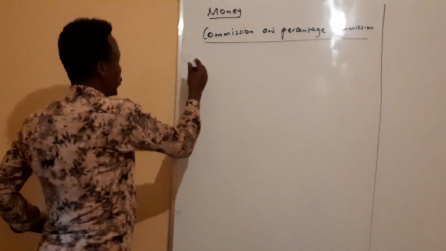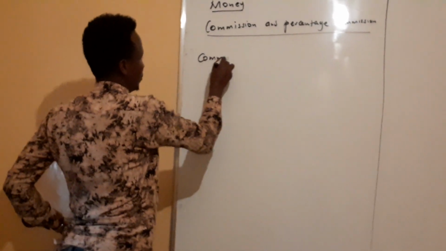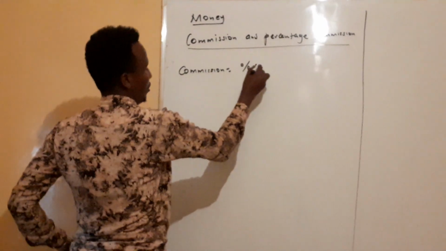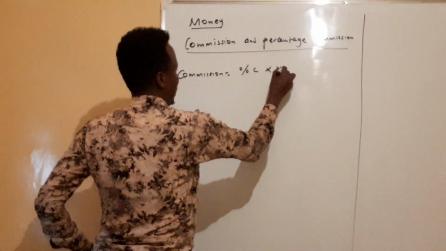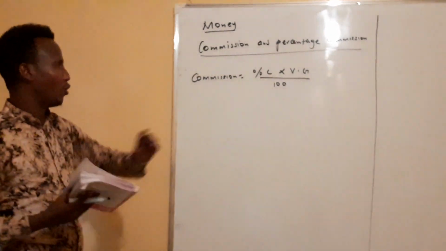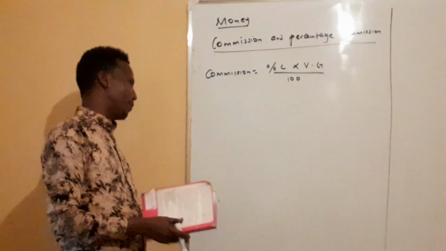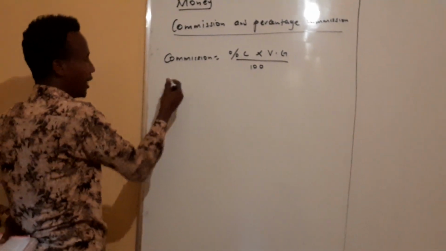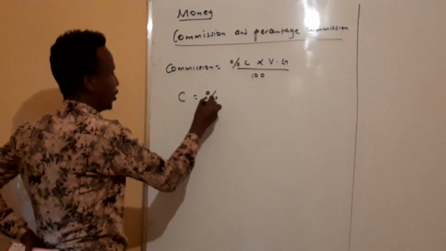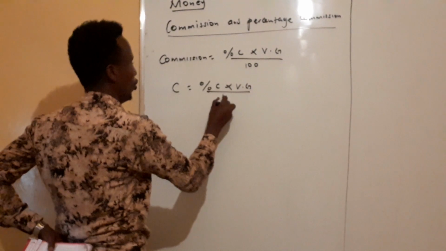So we have this formula. For mathematics, commission is gotten by percentage commission times value of goods divided by 100. This is the formula that we'll be using for this concept of mathematics. Commission can be abbreviated as C is equal to percentage commission times VG, which is the value of goods, all over 100.